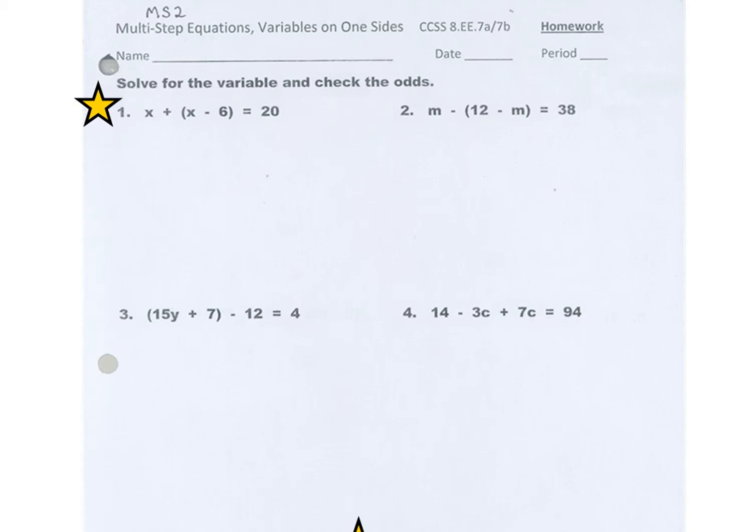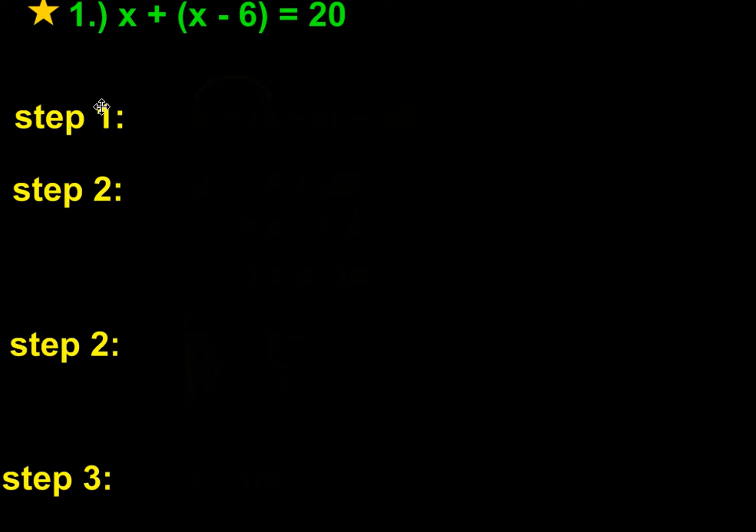Tonight's homework is MS2, multi-step equations, variables on one side. We'll start by taking a look at problem number 1. For problem number 1, we have x plus parentheses x minus 6 equals 20. So we'll start by copying the problem.